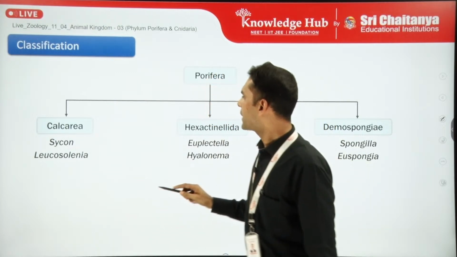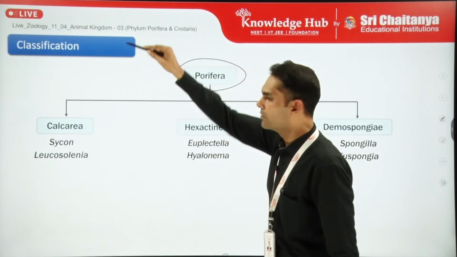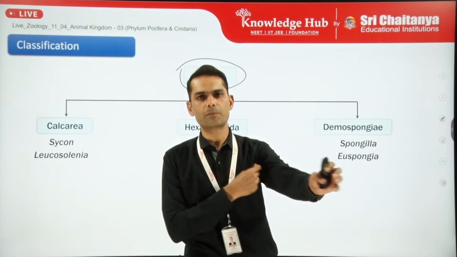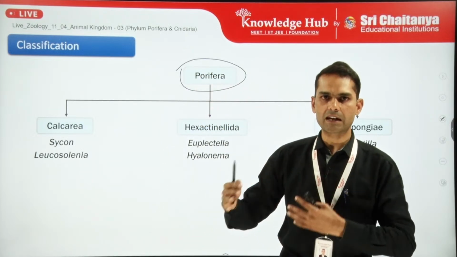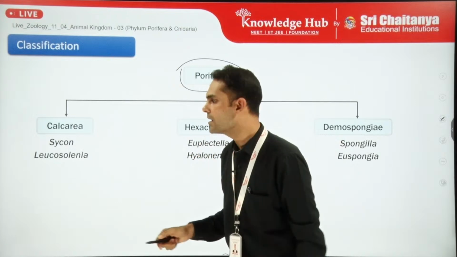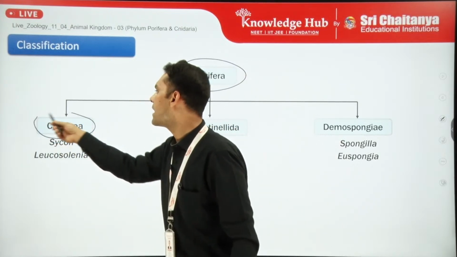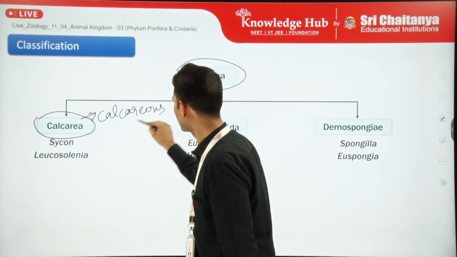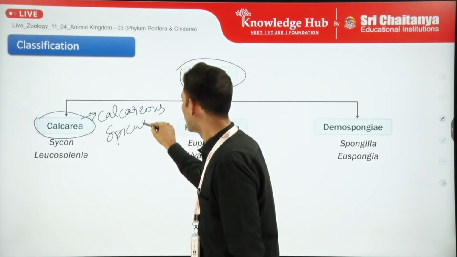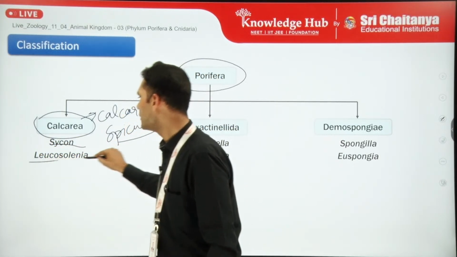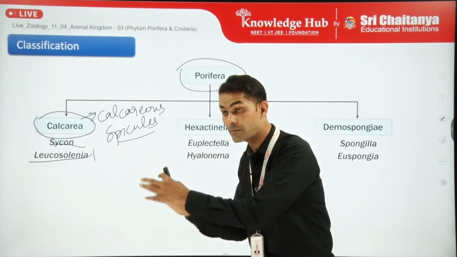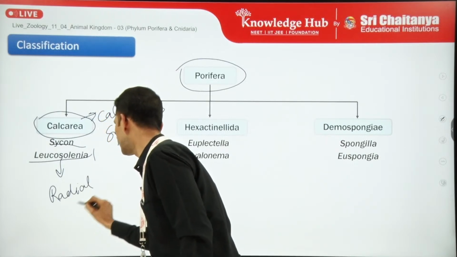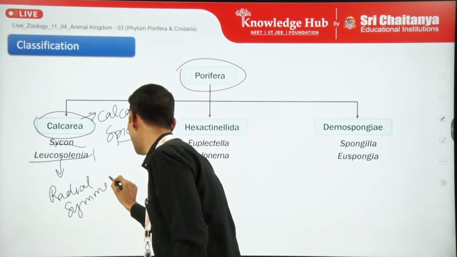Now, classification, as I already mentioned in the previous slide, on the basis of spicules and spongin fibre arrangement, the Porifera can be categorized into different classes. So these are the three classes. Calcarea means the class which has calcareous spicules. Examples are Sycon and Leucosolenia, which also have radial symmetry. So also remember this radial symmetry exception.